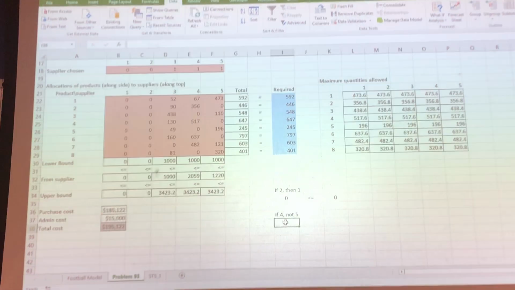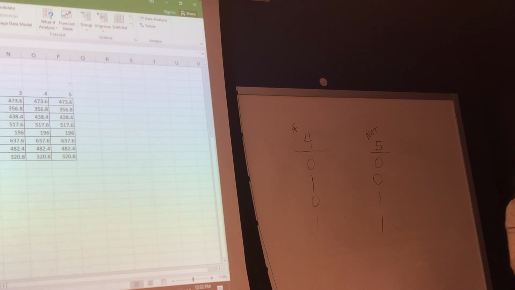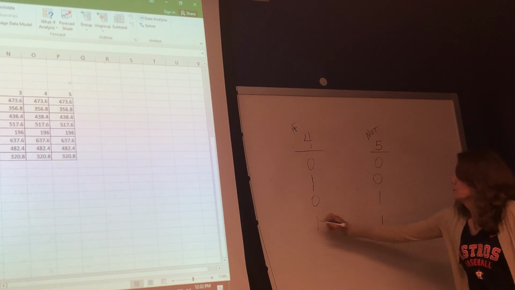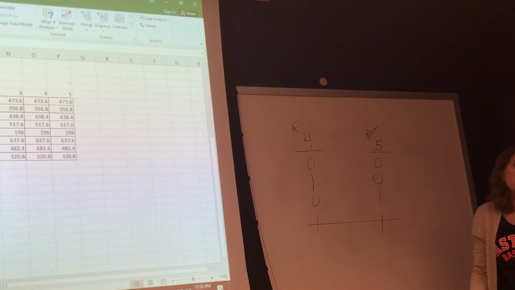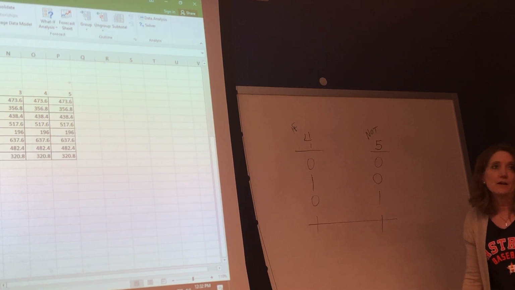So if you have 4, you cannot have 5. Okay. Again, it doesn't say anything, so don't read any extra into it. It doesn't say anything about if you don't use 4. If you don't use 4, we don't care. But if you do use 4, you cannot use 5. That's all we know. So these are allowed, this one is not allowed.